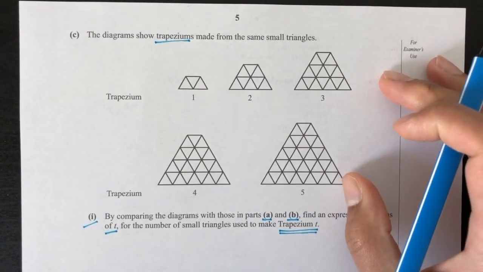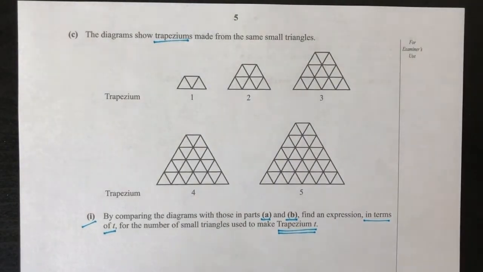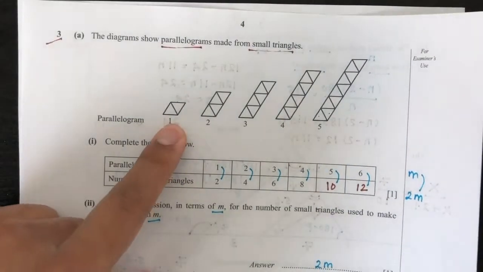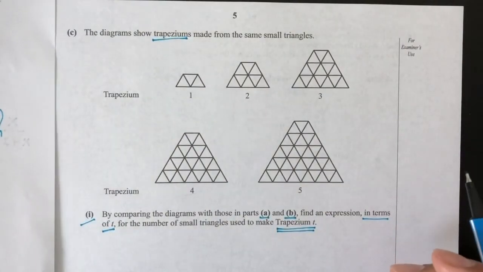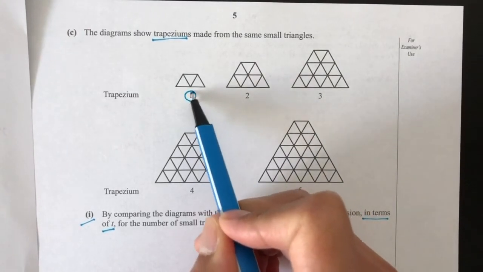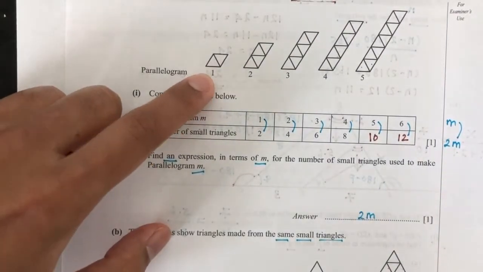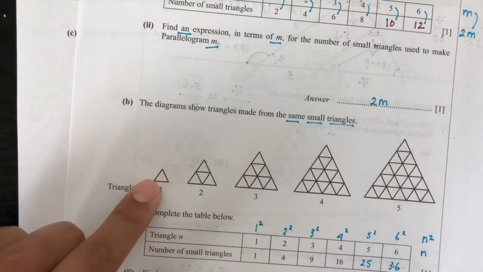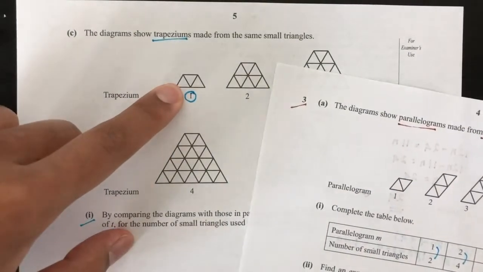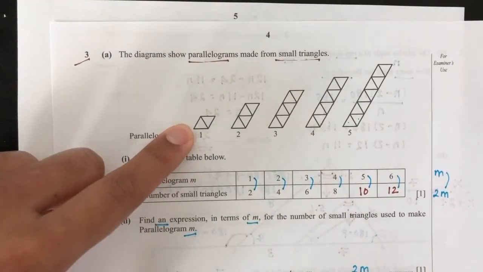So for this one, trapezium T. We have to compare, looking at the main diagrams. If you have to look at this and look at this, right? So let's see what's happening here. For number 1, we have 2 triangles here and 1 triangle here, and here we have 3 triangles. So logically, we are adding this with this to get 3 triangles.